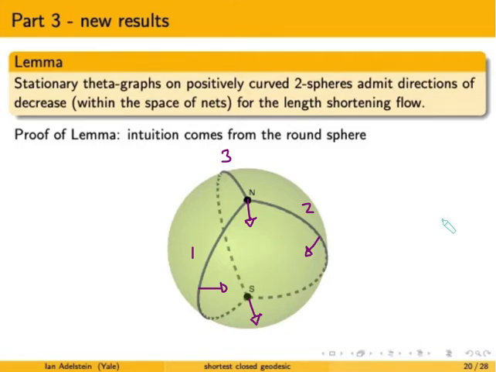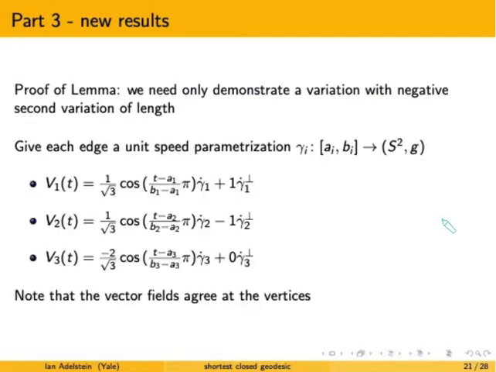Okay, so I think it's intuitive on the round sphere that if you pull these 2 edges together and you pull these 2 vertices together, this theta graph will collapse down to a point, or maybe first to a great circle, and then you can collapse down to a point. The details come when we move away from the round sphere. So let me show you how that works.